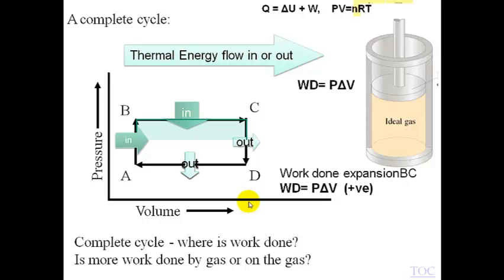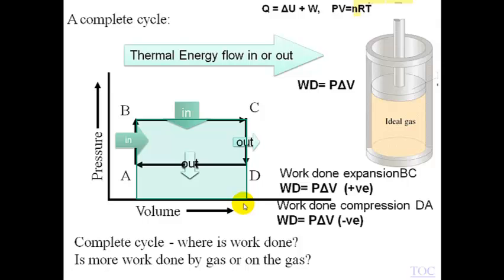So it's going to look like this. It's the area under this line, the pressure times the change in volume. What about during the compression when it goes from D to A? This is going to be negative work, basically because the gas is being compressed. And it's going to be the area under this graph, between there and there.